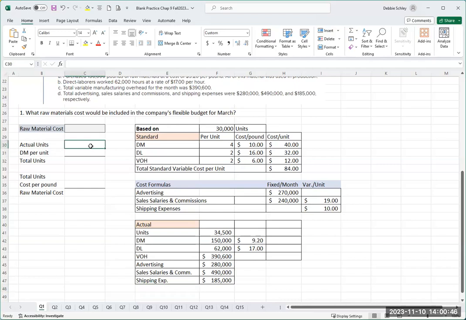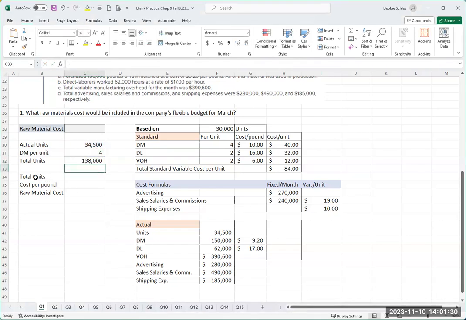Okay, so my raw materials cost is going to be the actual units, because remember when you're doing a flexible budget, you use actual units and standards to come up with the stuff that goes into the flexible budget. So raw materials is going to be the actual units times the direct materials per unit. So 34,500 multiplied by 4.